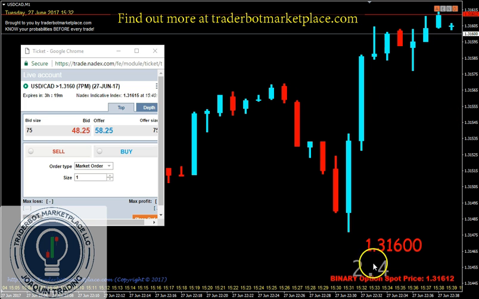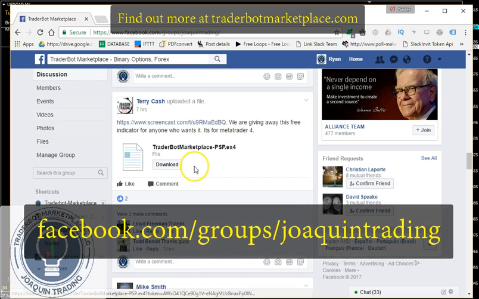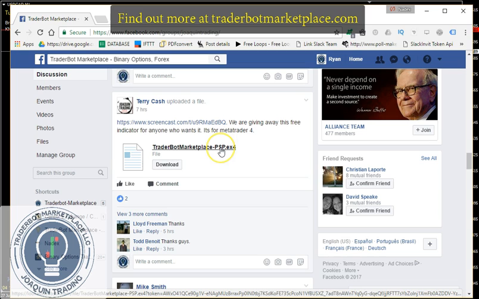Also, if you want the indicator to show your bid price or the spread here, that's something that Terry wrote. You can pick that up here. The file is going to be, if you scroll down, TraderBot Marketplace PSP. I don't know why he named it PSP. Go ask Terry, but it's in there.